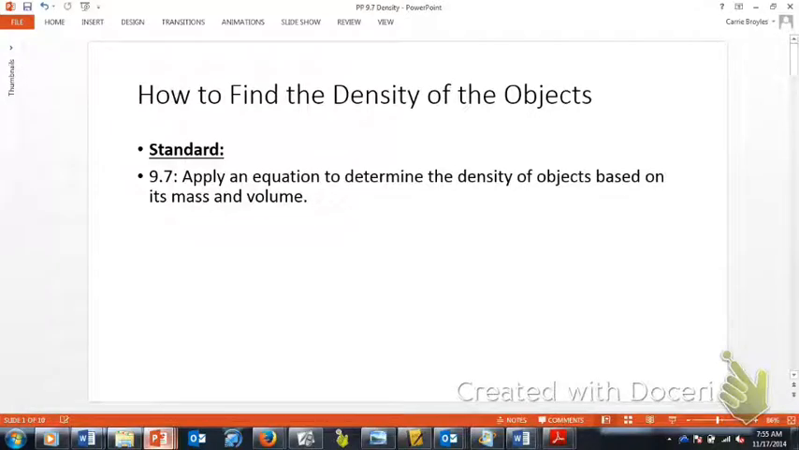Okay, so the next standard that we're going to be covering is how to find the density of objects. Could be liquids, could be solids. What this standard is covering, 9.7, says to be able to apply an equation to determine the density of objects based on its mass and volume.